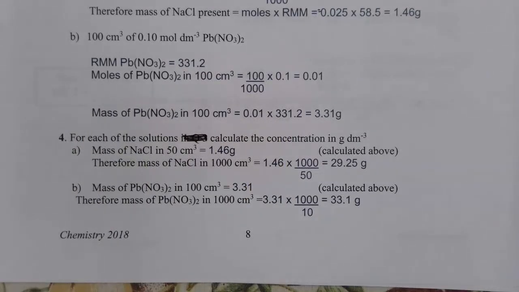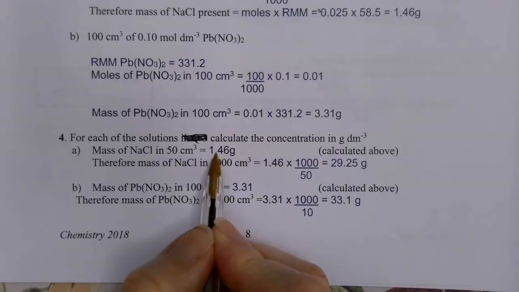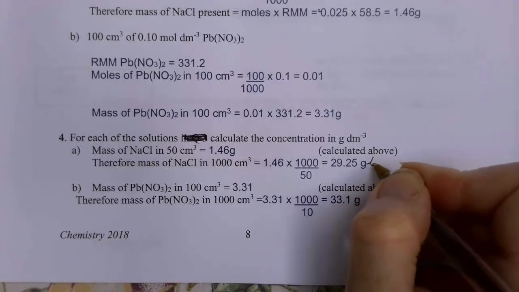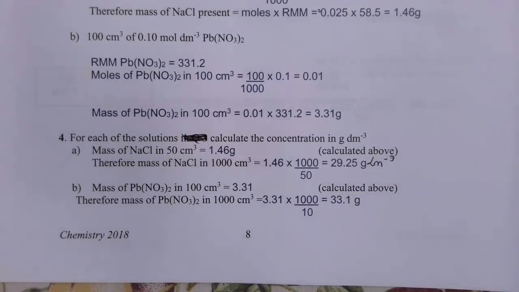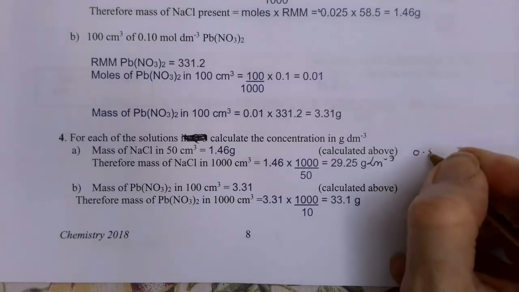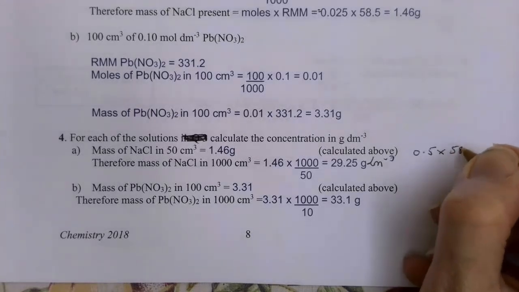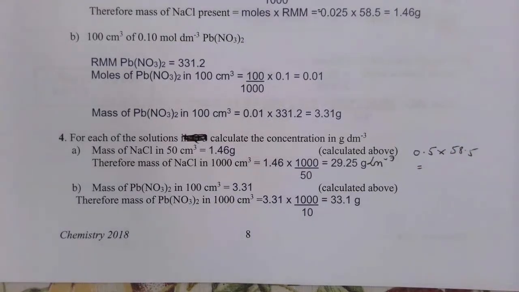We could also use this method to find out the grams in our concentration in grams per decimetre cubed. So there are two ways of calculating this. We can work out the mass, we know the mass in 50 centimetres cubed, therefore we can find the mass in 1,000 centimetres cubed. Another way of doing this would be just to take the concentration which we're given, which is 0.5, times the RMM, which is 58.5, and that again equals 29.25. So there's two methods there.